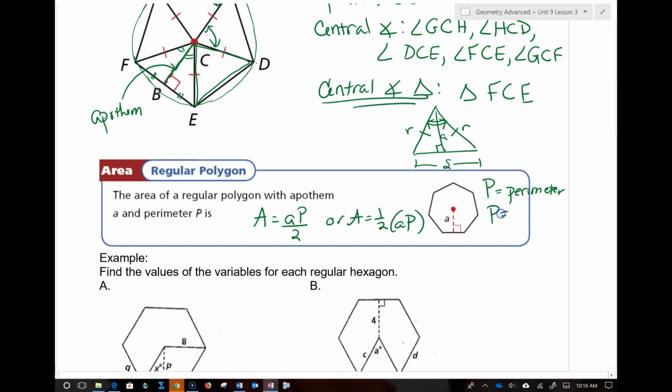And remember, perimeter is the number of sides times the side length. So remember, N equals number of sides. And S is going to be your side length. So keep those type of things in mind.